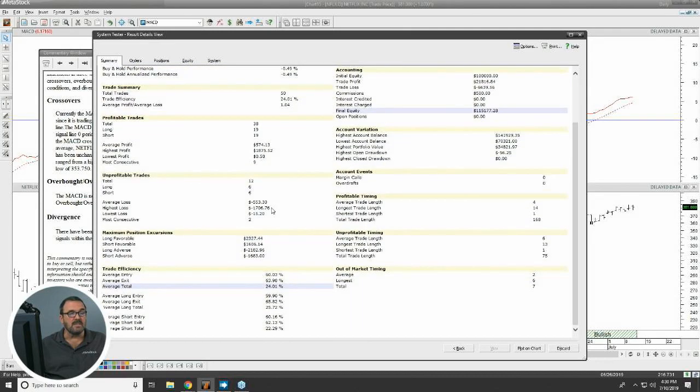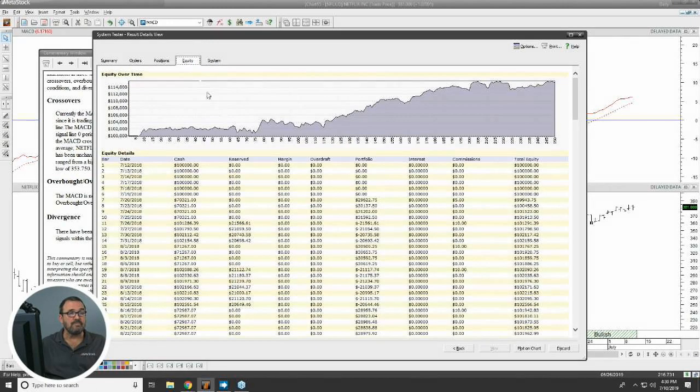You can dig into this as much as you want. There's a lot of information about, you know, longest favorable, final equity, interest charge. You can also look at the equity curve. That's actually a pretty good equity curve. Let's go ahead and throw this on the chart.